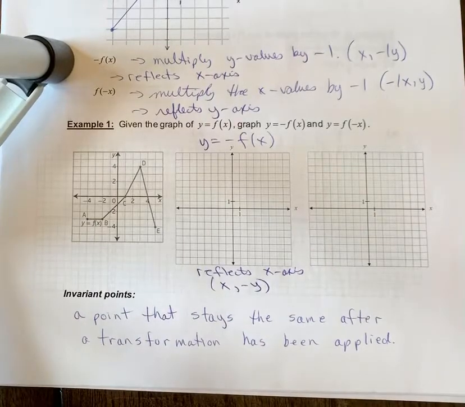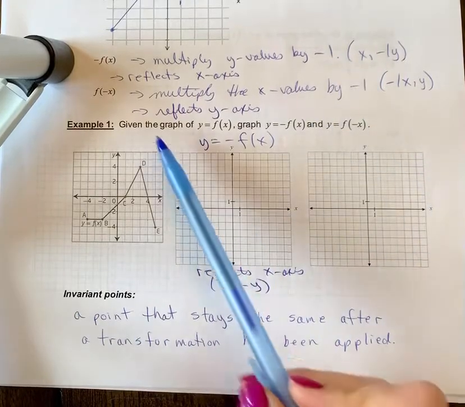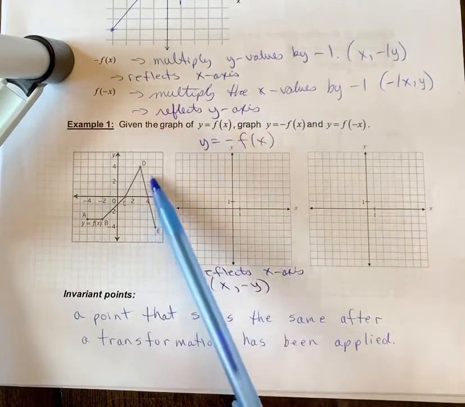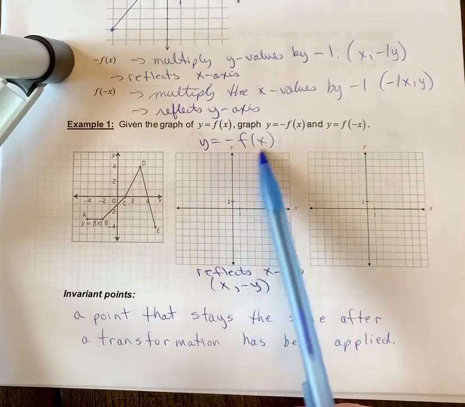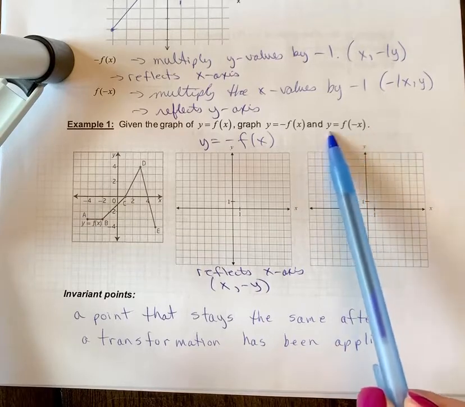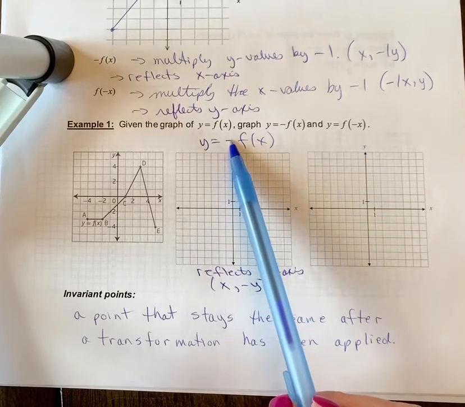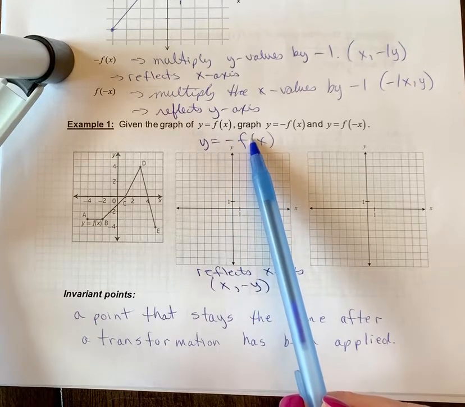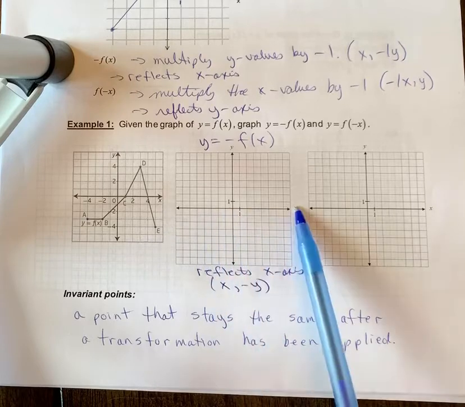Let's look at example 1 to review what we've learned about our reflections here. So given the graph of y equals f of x, that's this graph right here, we're going to graph y equals negative f of x. So I've labeled the first grid paper for that, and then we'll label the second one down here when we get to y equals f of negative x. So y equals negative f of x means the negative is going to be in front of the y values. So it's going to be x times negative y, which would cause a reflection over the x-axis.